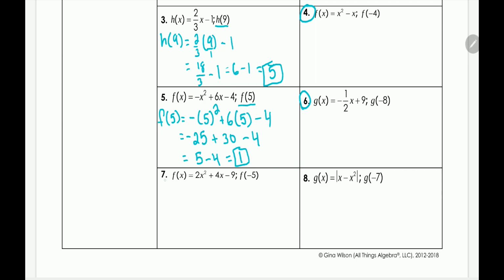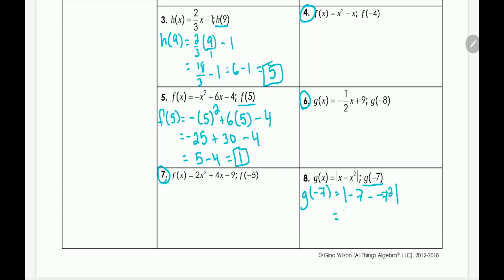Number 7 is yours to do on your own as well, and we'll go over number 8. So with number 8, we have g of x is equal to the absolute value of x minus x squared, and we're asked to find g of negative 7. So we have g of negative 7 equals the absolute value of negative 7 minus negative 7 squared.